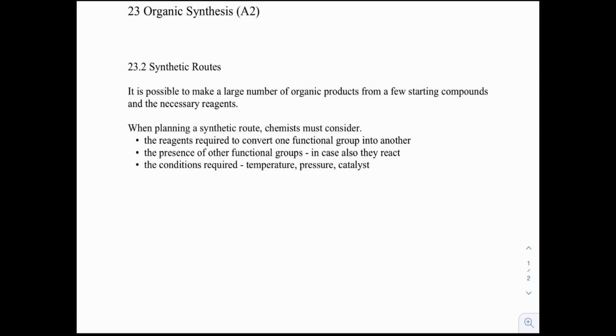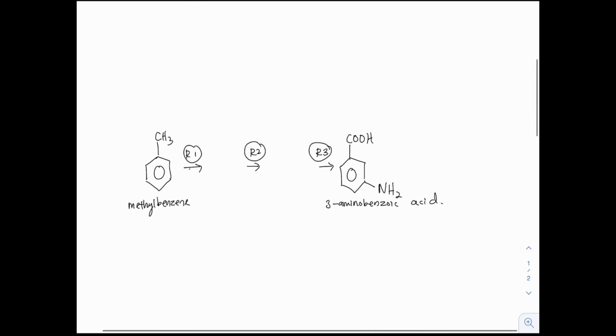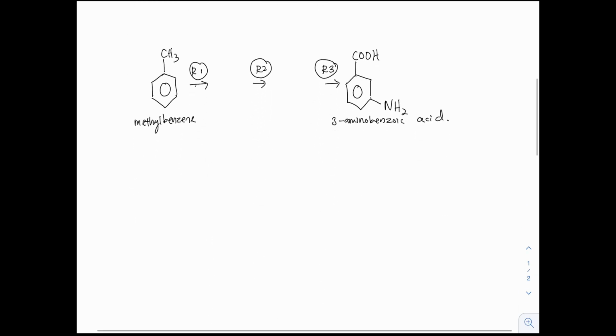Now we are going to look at one example. How do we convert methylbenzene to 3-aminobenzoic acid in a few steps? First of all, we will have to think what is the most important side chain in methylbenzene. Now you look, there is a methyl group. What are the most important reactions in methylbenzene? It could be electrophilic substitutions or oxidations.